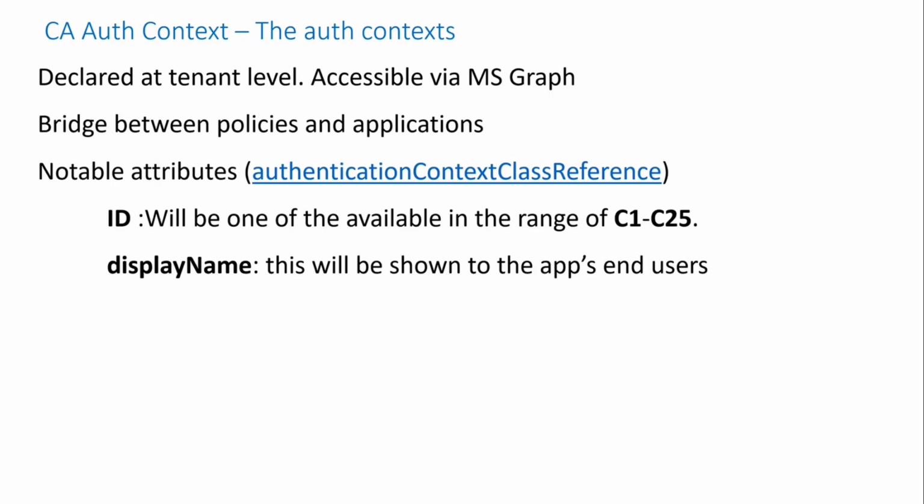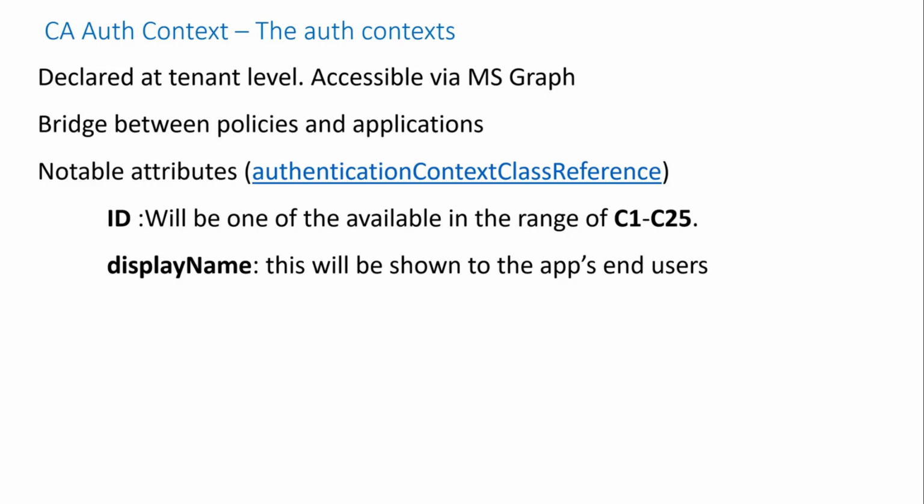The first one is ID. Today we have the IDs available from C1 to C25. Whenever you create an auth context, you are assigned an ID, which is one of the available ones. You can create a total of 25 today, which we expect to be sufficient. But then again, we always learn, and we can make those changes later. But today, we believe this should be more than enough.